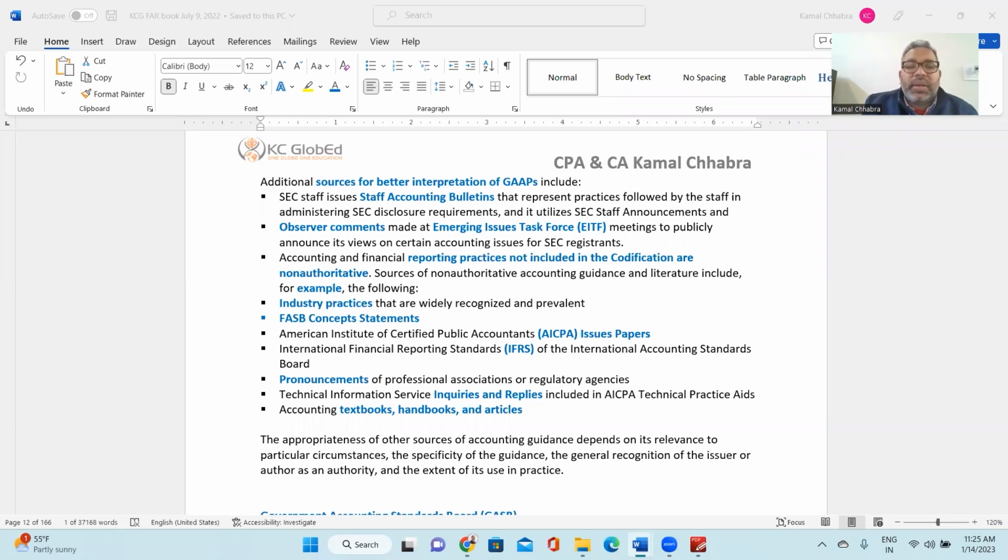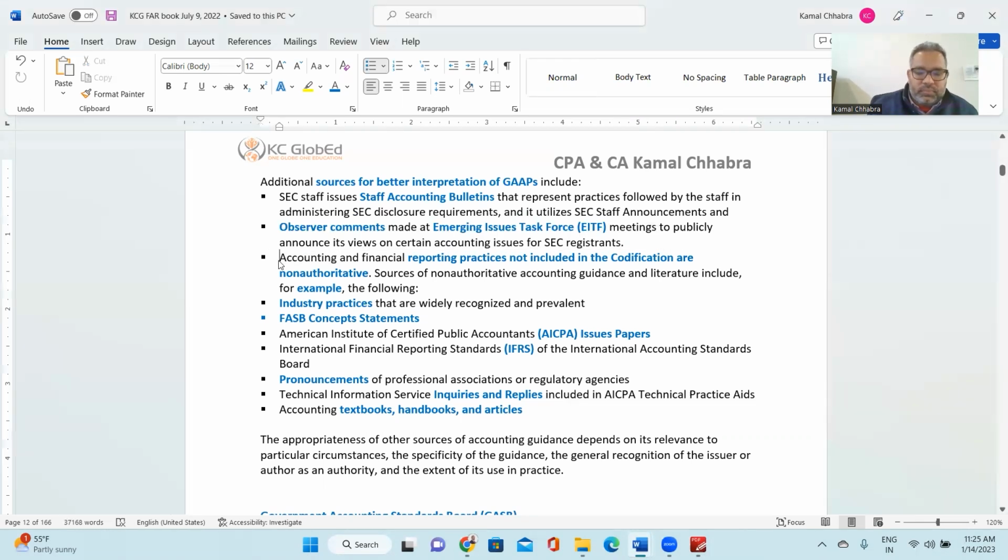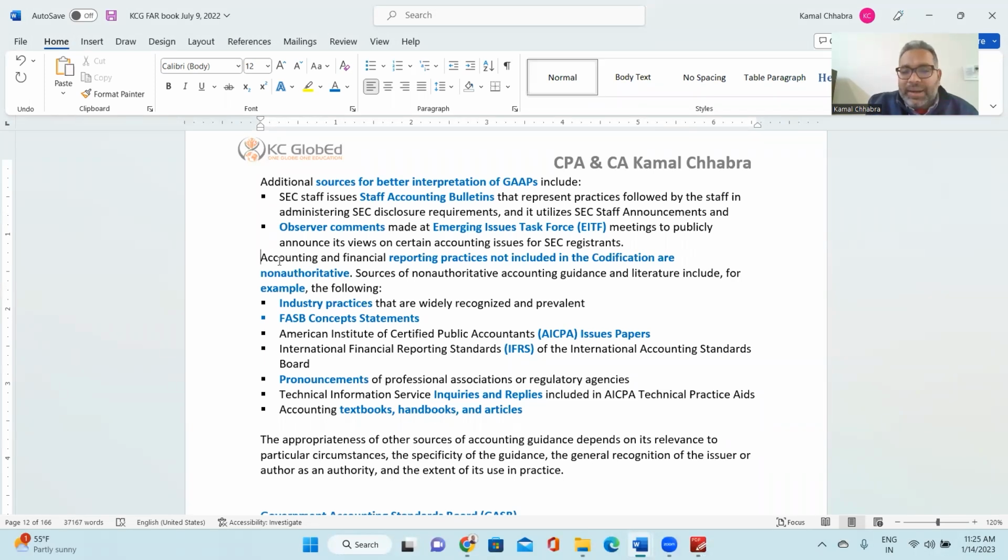The next one is accounting and financial reporting practices not included in the codification, which are non-authoritative. The sources of non-authoritative accounting guidance in the literature include the following. First is industry practice that is widely recognized and prevalent. For example, in many industries there are certain prevalent ways of doing business or accounting, right? So you can adopt that prevalent accounting method in that specific industry.